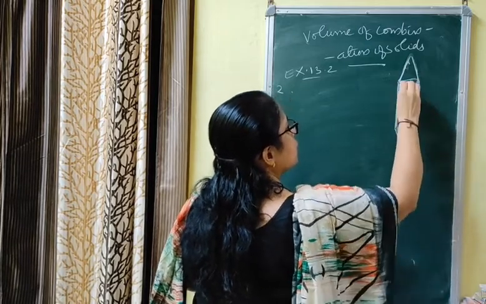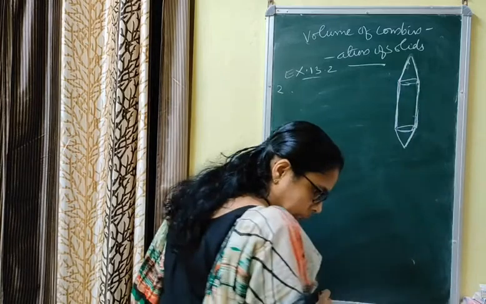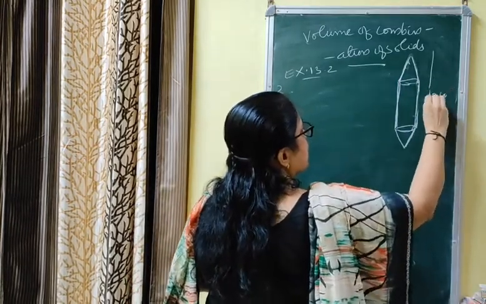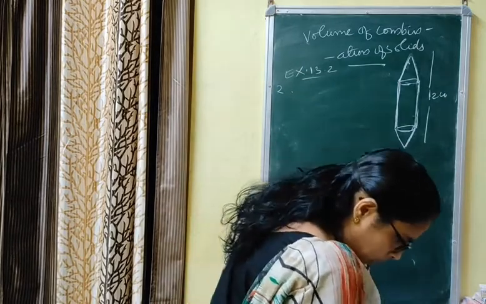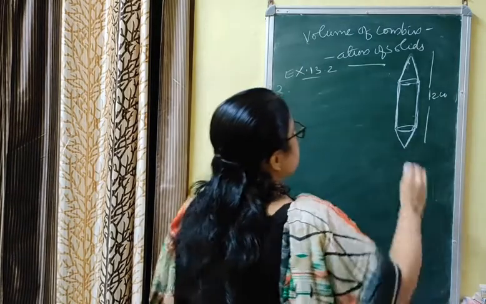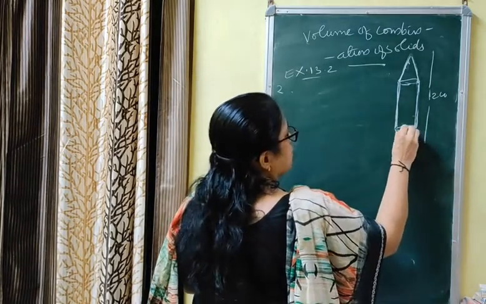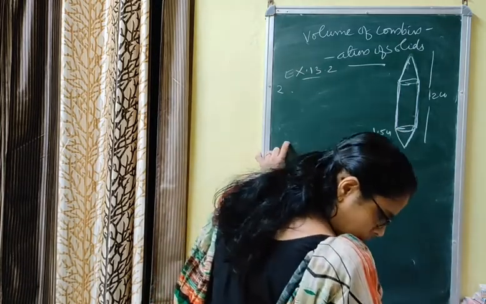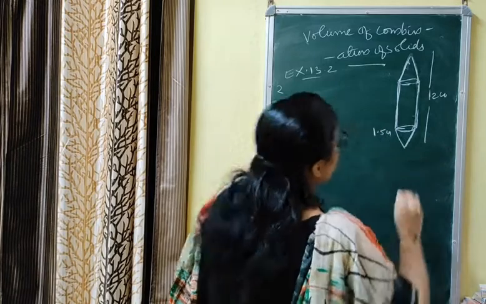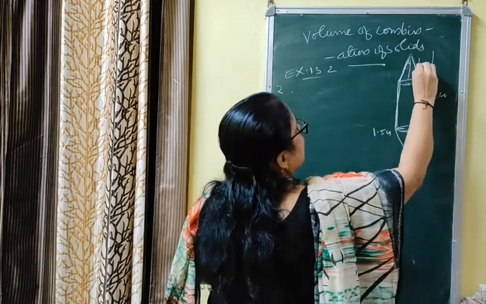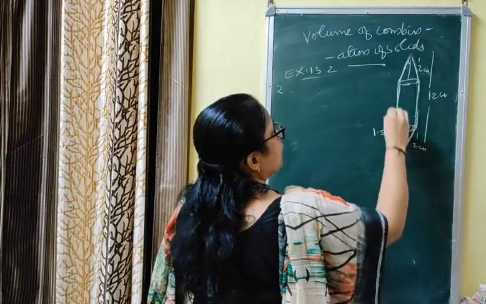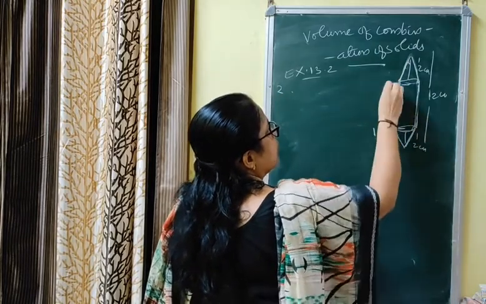This model is given and you are given that the total length of the model is 12 cm. इसका length 12 सेंटीमीटर दे रखा है. Now radius is given 3 centimeters. Diameter is given 3 centimeter. Radius is 1.5 centimeter. Height of the cone is given as 2 centimeter. Height दे रखा है 2 centimeter. This is also 2 centimeter. Then what will be the height of cylindrical part?